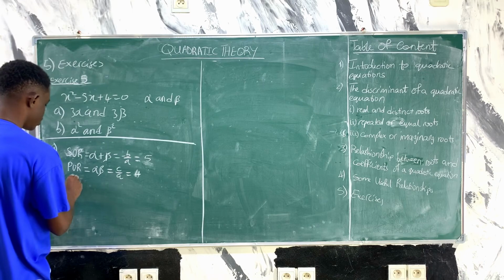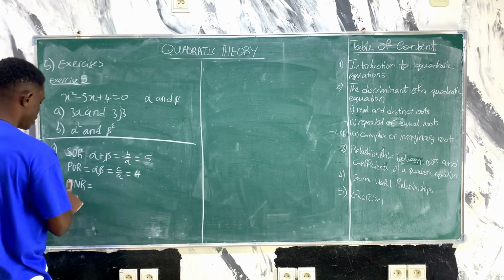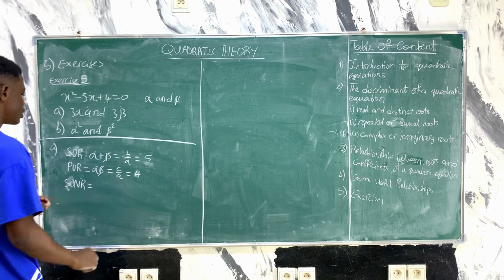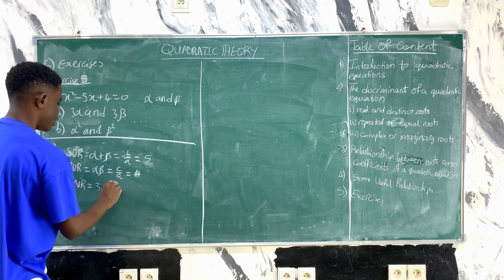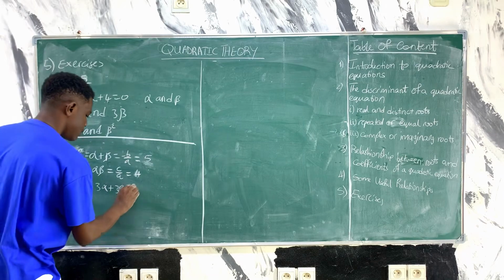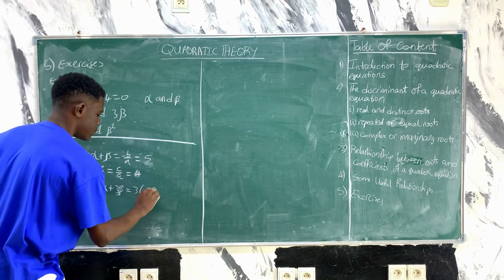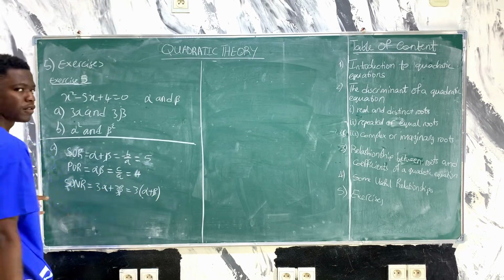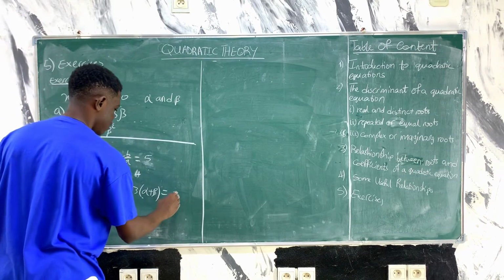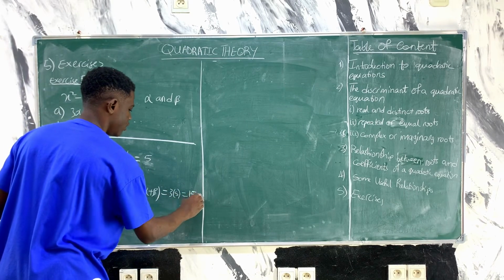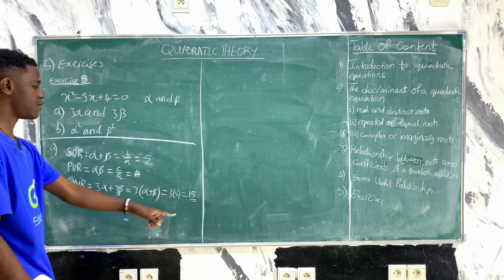What is the sum and product of the new roots? Let's start with the sum. The sum of the new roots is 3 alpha plus 3 beta. You can see that 3 alpha plus 3 beta is the same as 3 times alpha plus beta. But alpha plus beta is 5. So it is 3 times 5, which is 15. So the sum of the new roots is 15.